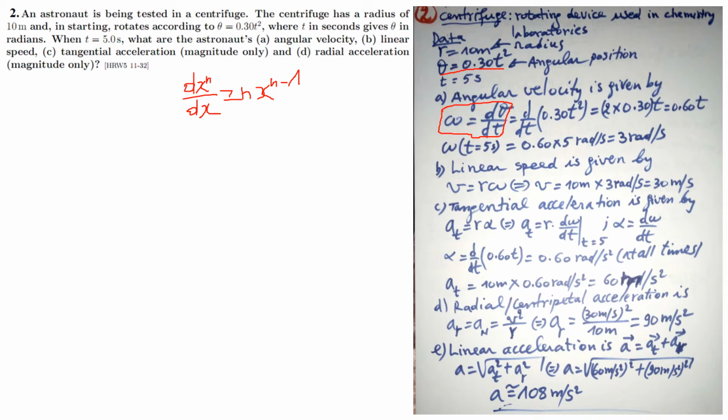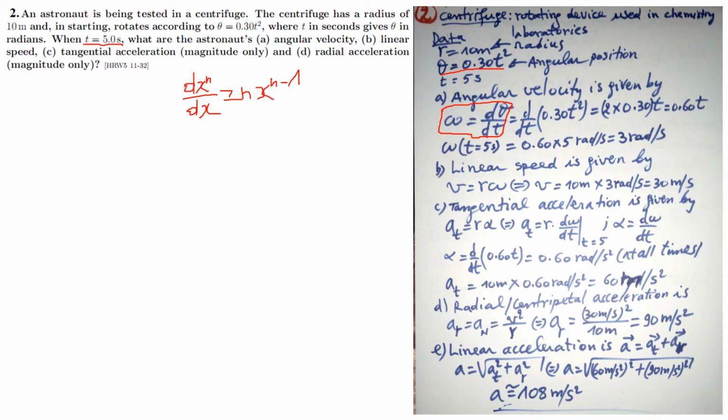2 is the power of t. And the remaining t will have a power 2 minus 1. Then t to power 1. And we see that omega, which is the angular velocity, has an expression as a function of time of 0.6 times t. We are asked to determine the angular velocity when the time t equals 5 seconds.